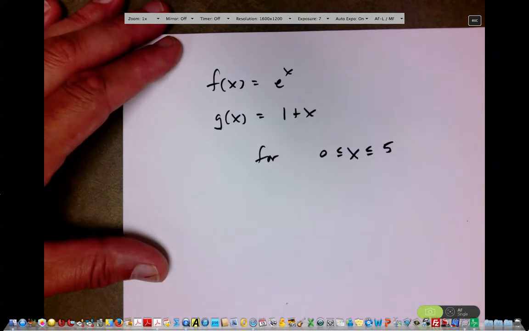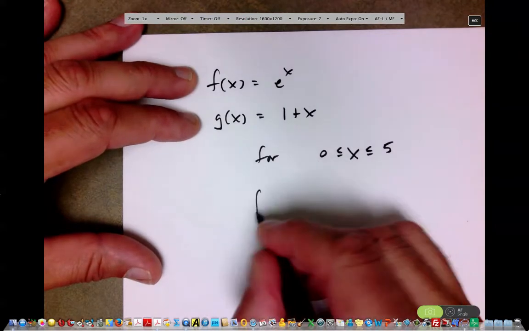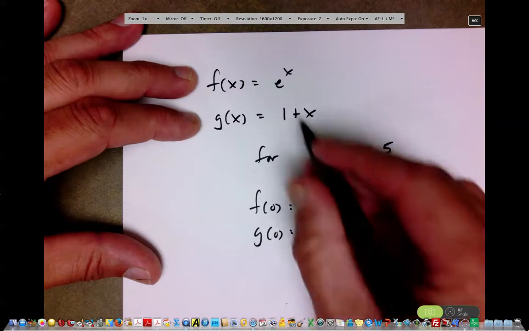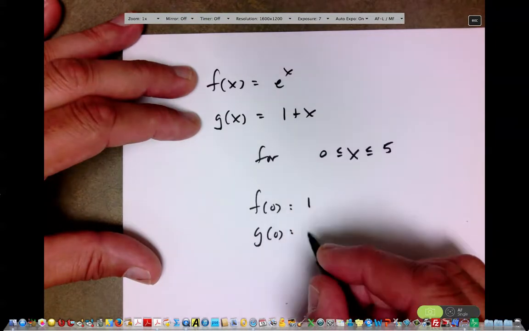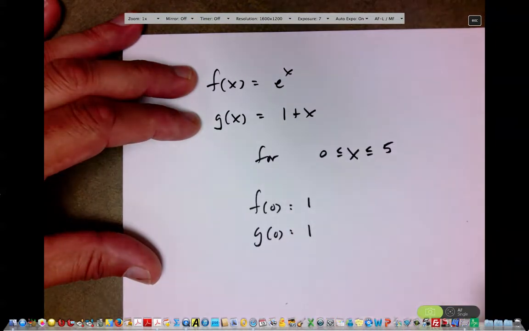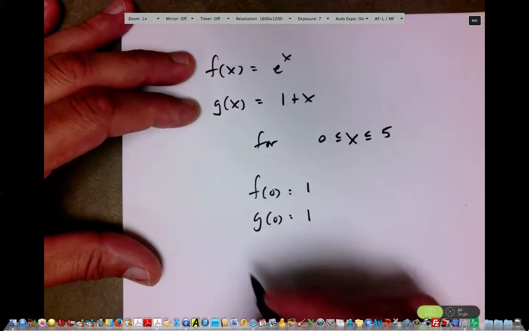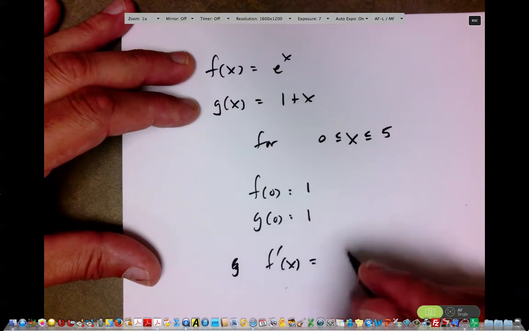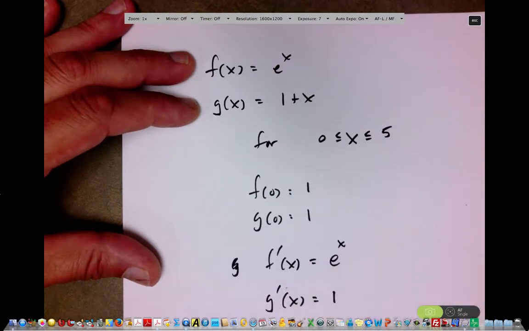So what I want to look at is f evaluated at 0 and g evaluated at 0. f evaluated at 0 is e to the 0, which is 1, and g evaluated at 0 is 1 plus 0, which is 1. So these two functions start at the same place. Then I want to look at f prime of x. f prime of x is e to the x, and g prime of x is equal to 1.